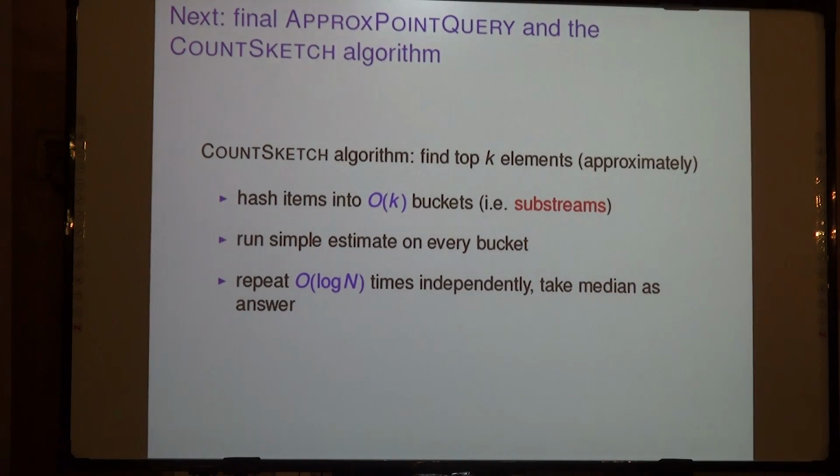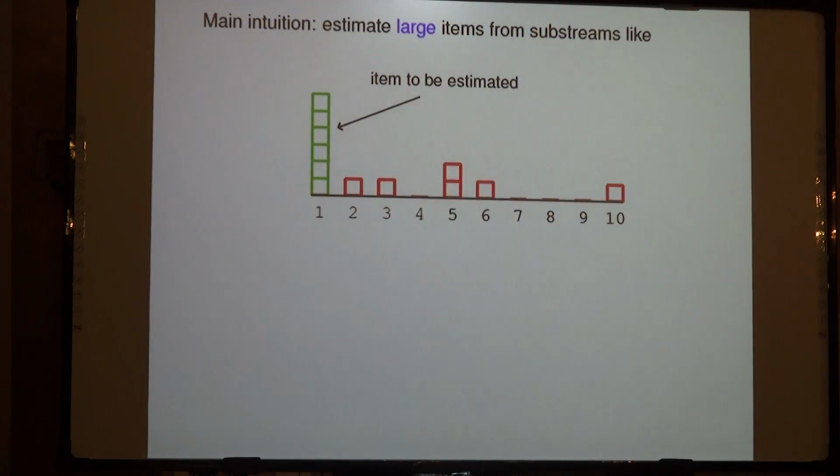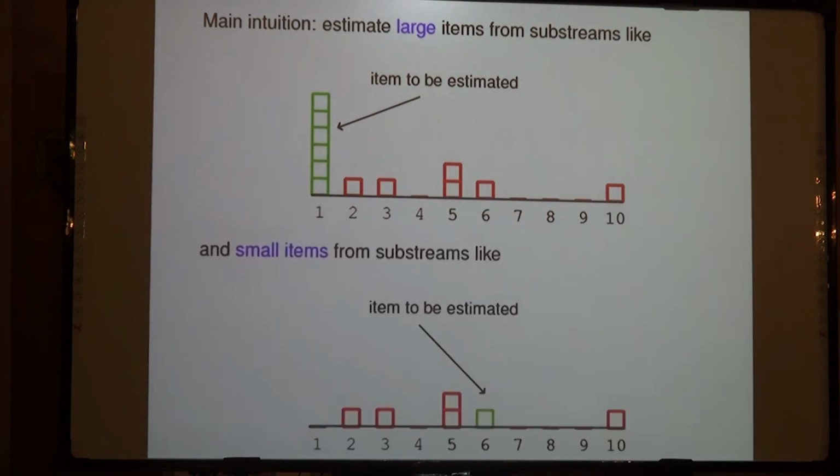And to boost success probability, and so to reduce failure probability, we'll do something very similar to the median trick. We'll just repeat order log n times independently and take the median as the answer. Okay, so let me give you the intuition for this. Imagine our stream, and think of the stream as having the top k most frequent items, and they're large. What we want to ensure is that most of the time we estimate large items from substreams that look like this: there's this dominant item, the top k item there, and everything else is noise, is small. Then we get a good estimate.